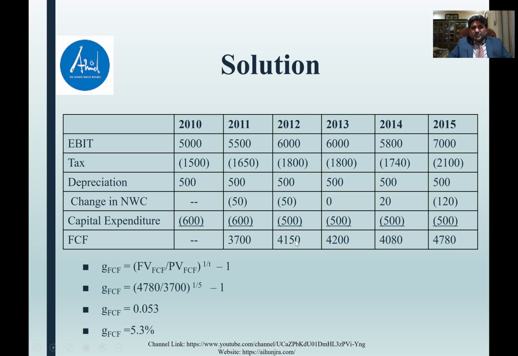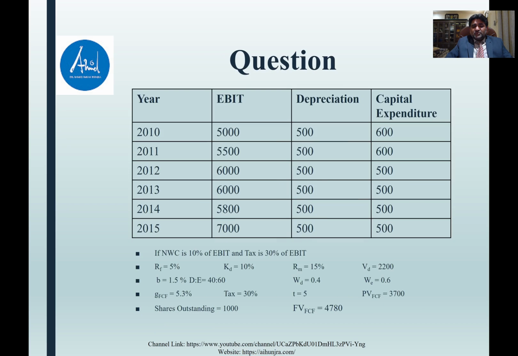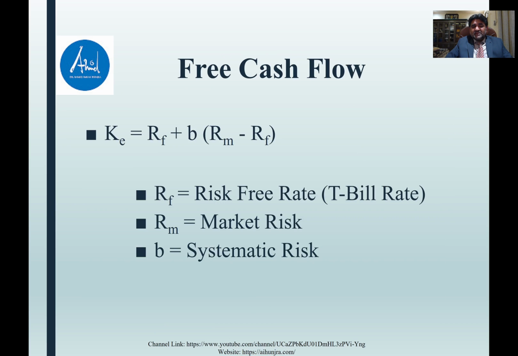In 2012, the free cash flow is 4150. Free cash flow in 2013 is 4200, free cash flow in 2014 is 4080, and free cash flow in 2015 is 4780. So we have calculated the free cash flows.